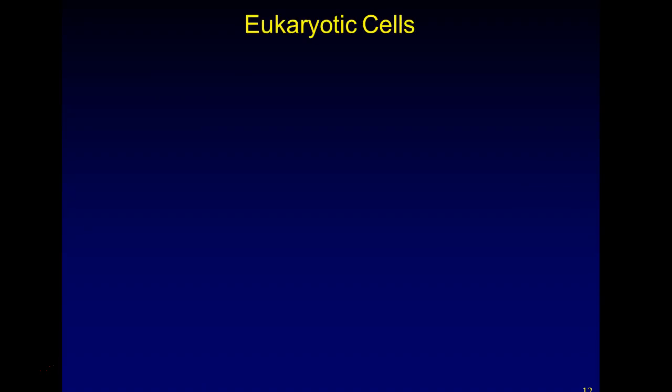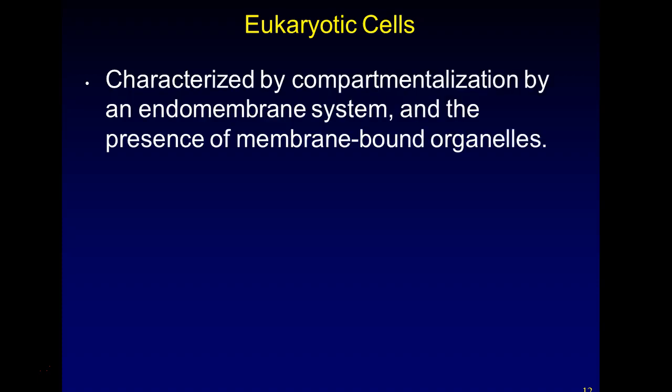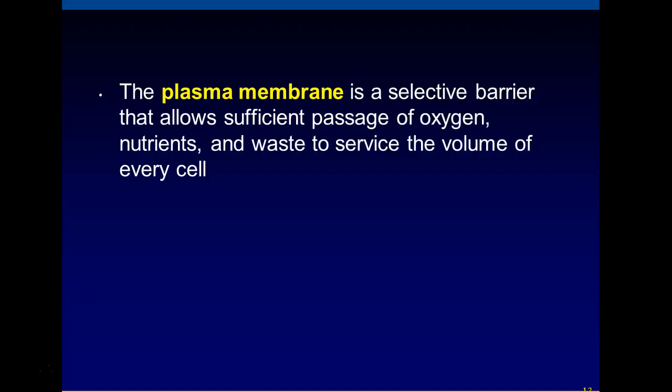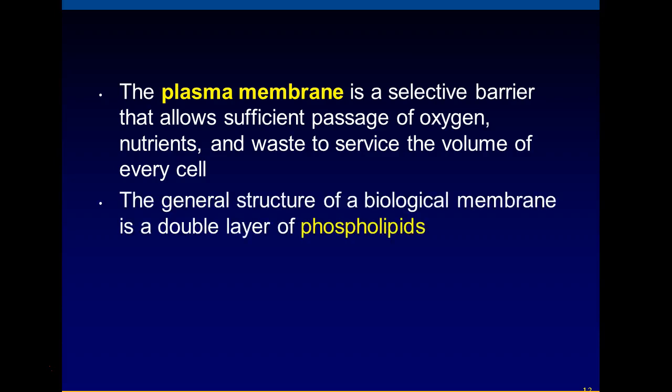All right, here we are to eukaryotic cells, and we're going to spend the majority of our time here. They're characterized by compartmentalization from an endomembrane system. Oof, that was a mouthful. And the presence of membrane-bound organelles. The plasma membrane, we'll start off talking about that. It's going to be a brief discussion because it's its own topic. It's a selective barrier that allows sufficient passage of oxygen, nutrients, and waste to service the volume of every cell. The general structure of a biological membrane is a double layer of phospholipids.